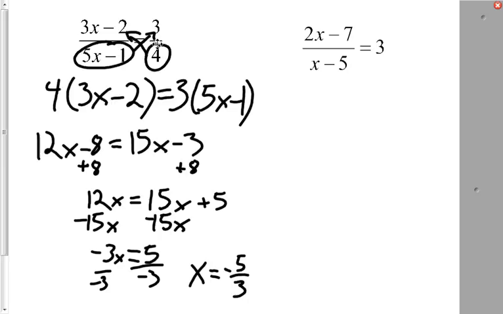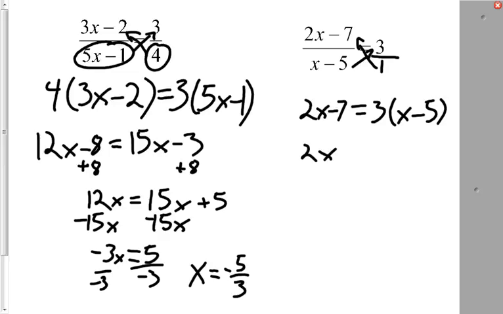For this next example, we'd use the exact same process. Keep in mind, 3 is the fraction 3/1. So begin with cross multiplication. 3 times x minus 5. 1 times 2x minus 7 is just 2x minus 7.